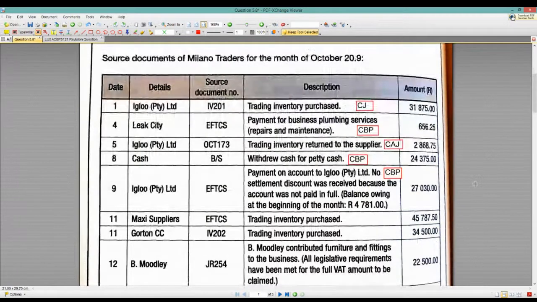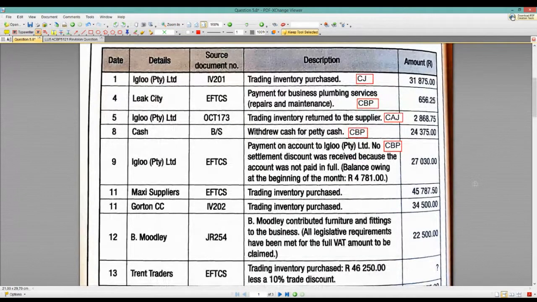Okay, so then on the 11th, Maxi Suppliers, trading inventory purchase. Now we said this is a cash book payment. Then on the 11th, Gordon CC, trading inventory purchase. So it was invoice 202. So this is a creditors journal.